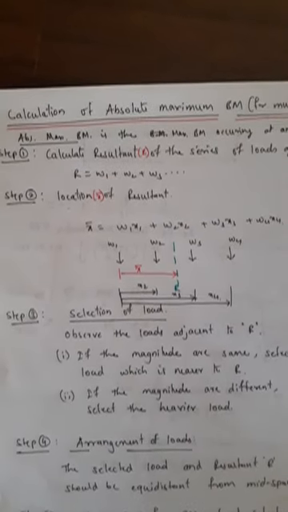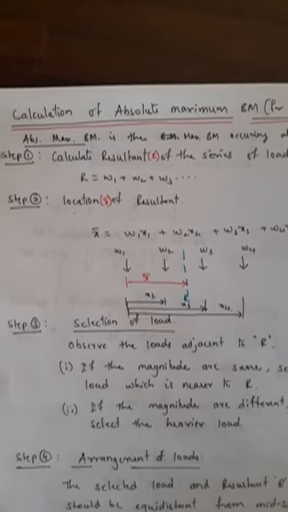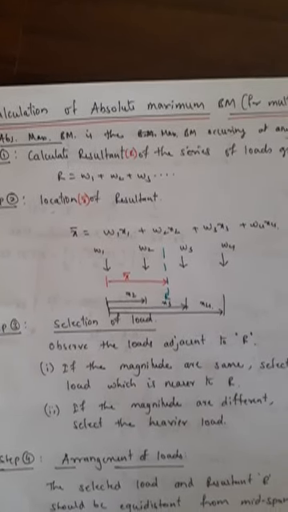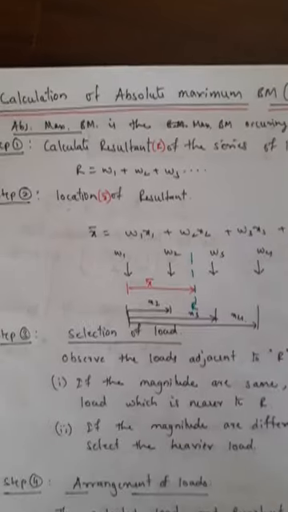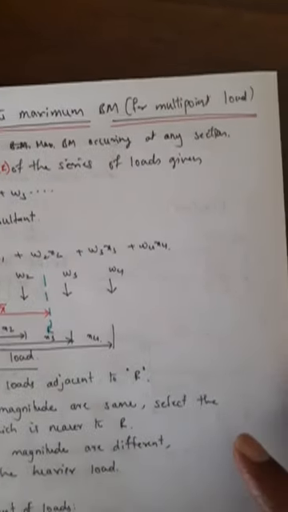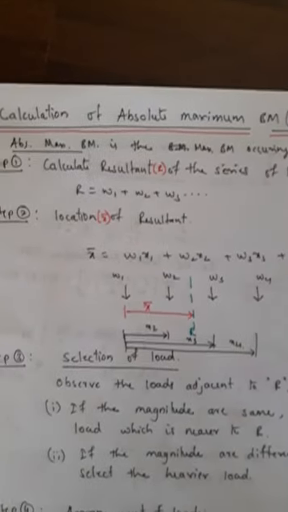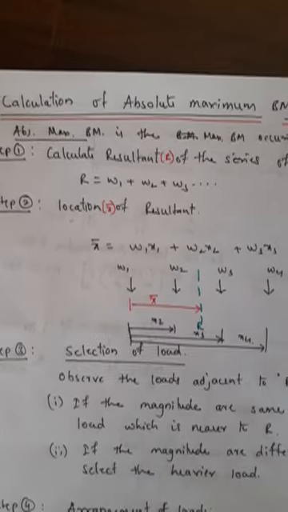Hello friends, today we'll continue with multiple point loads. For that we need to calculate absolute maximum bending moment. So maximum bending moment is the maximum bending moment occurring at any section of the required beam. So for that the steps are as follows.